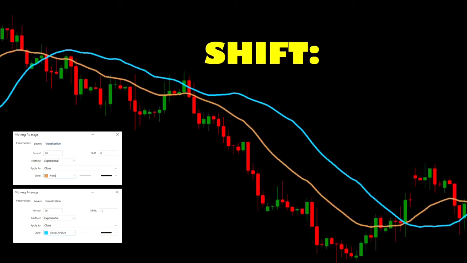And the final input that your platform should give you is whether you want to shift the indicator forward or not. In this example, the deep sky blue average is set to appear 10 periods later than the zero shift Peru colored average. It's just another option that you might be able to incorporate into a moving average strategy.